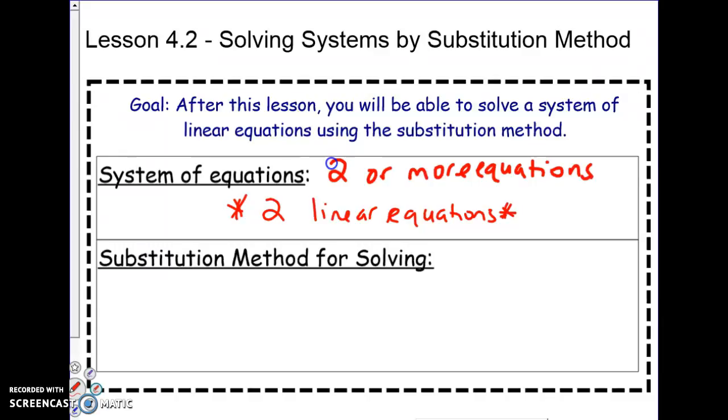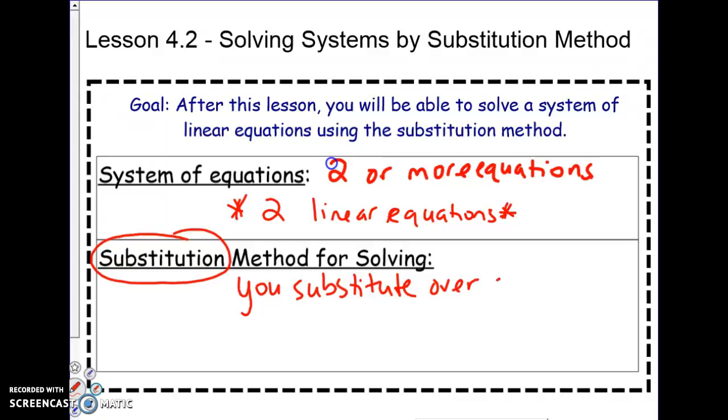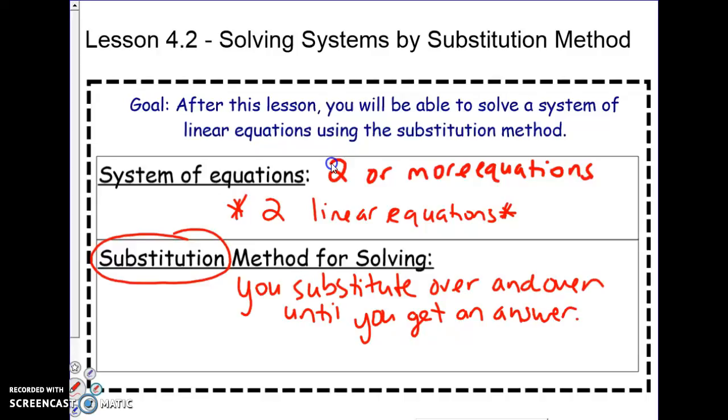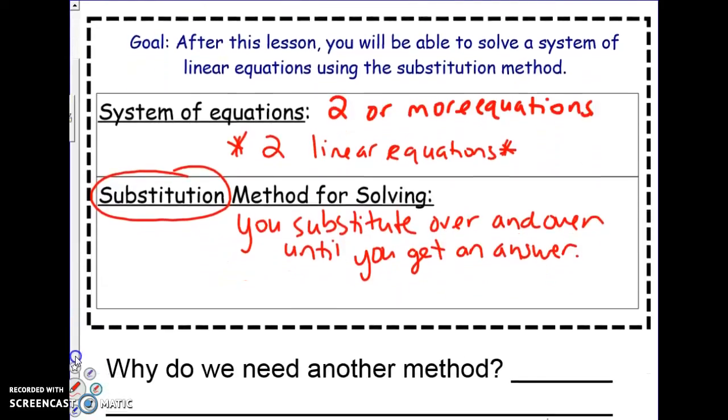So today we're learning the substitution method. And basically, this word substitution is going to tell you what it is that you're doing. You just substitute over and over until you get an answer. I am going to list out all the steps, but if you can just get the general idea that substitute means plugging in and solving, and then plugging in and solving, you'll be good to go.